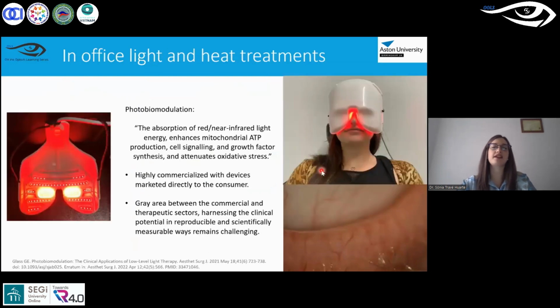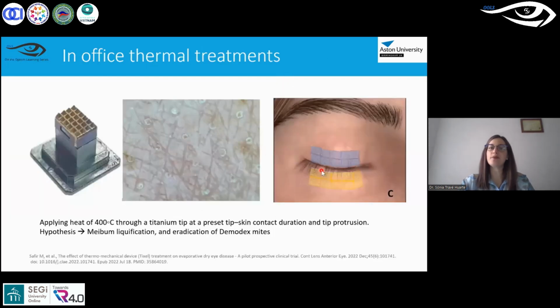And then we have light and heat treatments. So the heat treatment, such as photobiomodulation, acts by sort of stimulating the production of ATP within the cells. So at the moment, again, we do not really know how or why they're working. It's sort of a bit of a gray area between the commercial and therapeutic sectors, but we know that it is working. And then we have other treatments, probably not as seen or as used. Some of those that I'm presenting now are recent new studies.